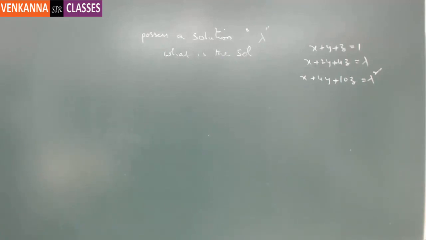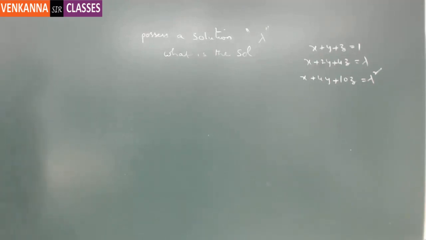So, the question will be asked as, for what values of lambda the system will possess a solution, and determine it in each case. That will be the question tag. Okay. For what values of lambda the system will possess a solution and determine it in each case. Is the question tag clear? So let us begin with the solution.